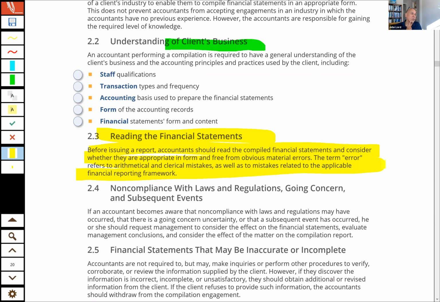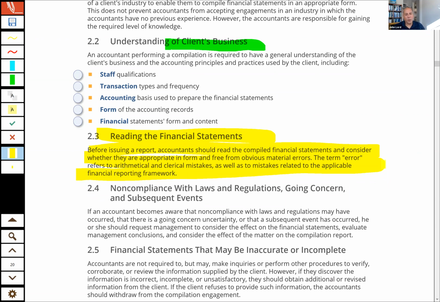Do you think you should issue a compilation report if they reported net income and then net income didn't get closed out properly with the statement of retained earnings? Okay, these are the kinds of things that they're talking about. You're going to read through, follow through, see that the statements are reasonable. You can't just go wild and say, well, I'm not giving any assurance, so who cares what's in there?